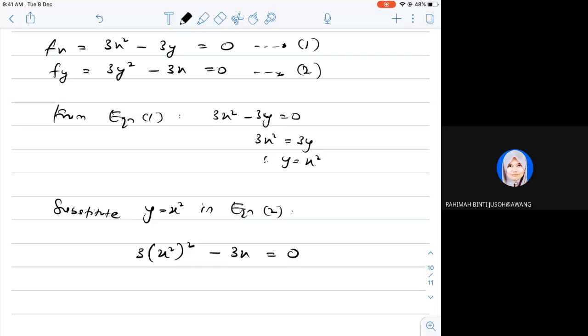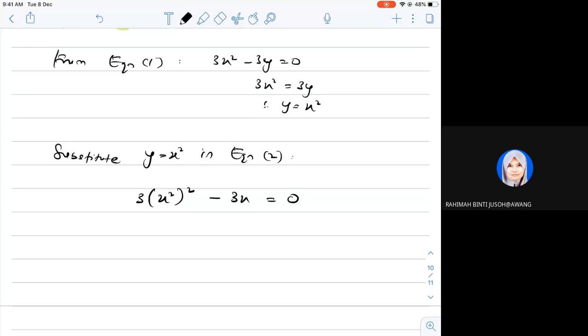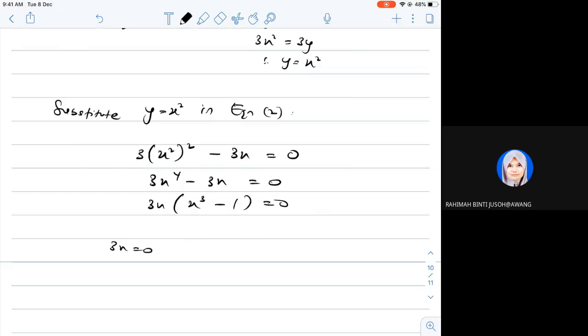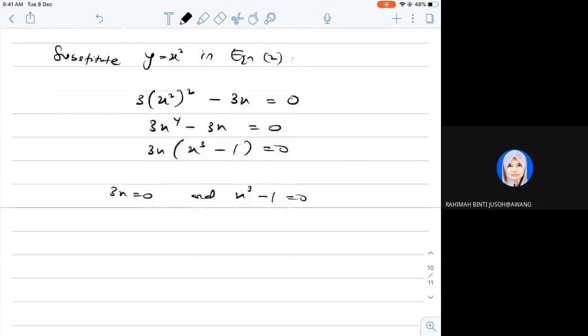So I substitute x squared in here, so it becomes power 4. Alright, so 3x to the power of 4 minus 3x equals 0. Let's say I factor out 3x. So we will have x cubed minus 1 equals 0. Therefore, 3x equals 0, and another one is x cubed minus 1 equals 0. So from here, we have x equals 0, and we also have x cubed equals 1. Therefore, x equals what? 1.